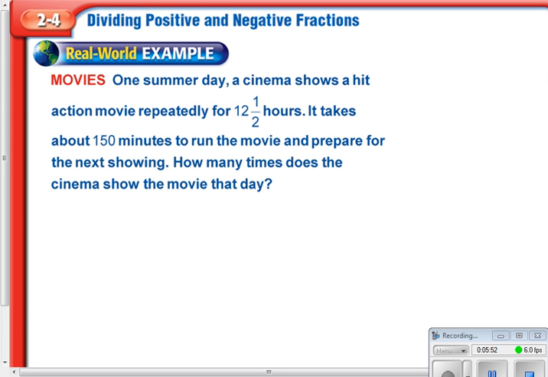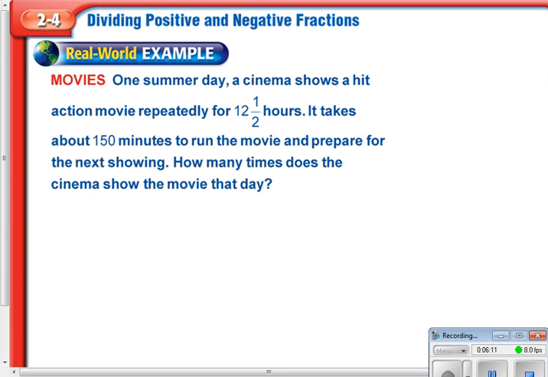Kind of a realistic example here. Movies. One summer day, a cinema shows a hit action movie repeatedly for 12.5 hours. It takes about 150 minutes to run the movie and prepare for the next showing. How many times does a cinema show the movie that day?